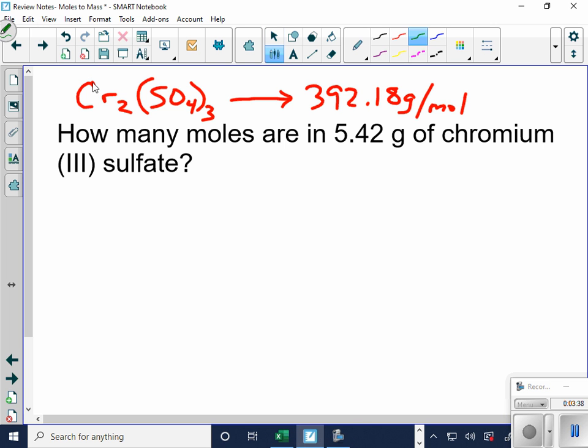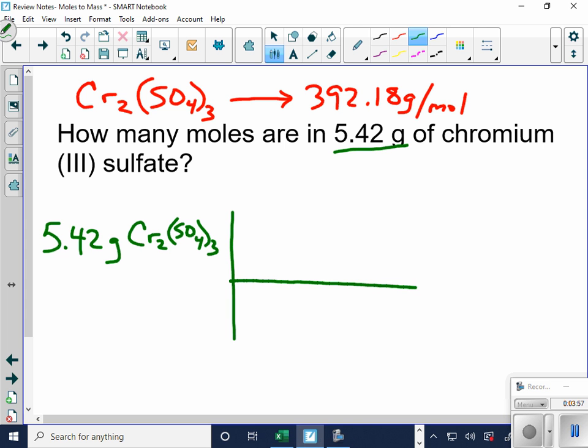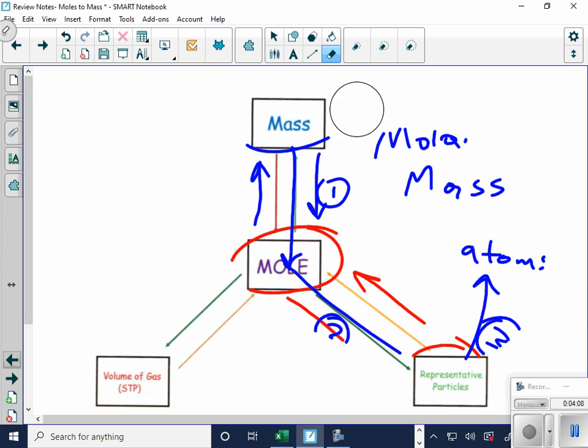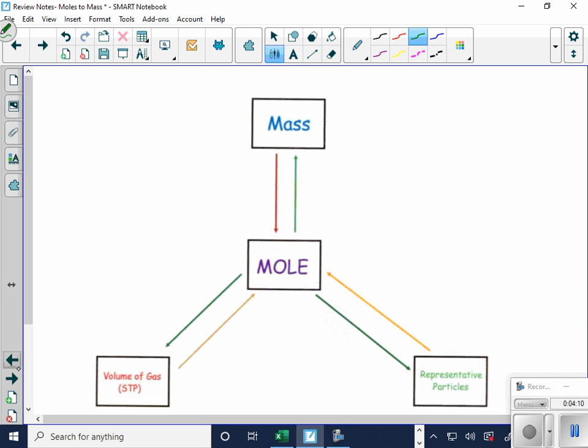Now, as I'm looking at the problem, I am given 5.42 grams. So that's what I'm starting with: 5.42 grams of chromium-3 sulfate. I set up my conversion box. Now, as I go back to my flux capacitor, let me get all this stuff that I wrote on there out of here.